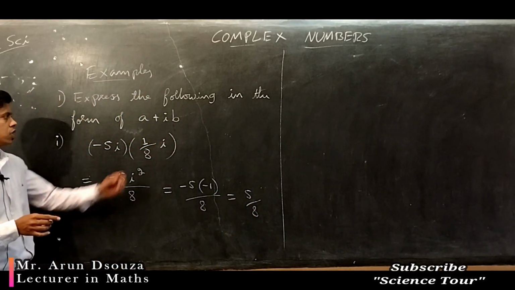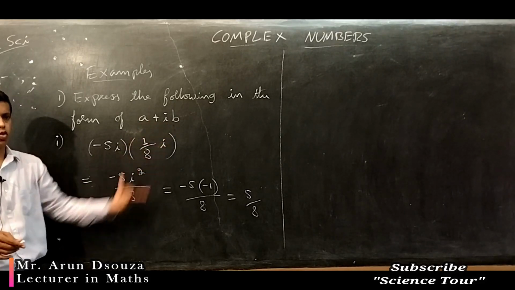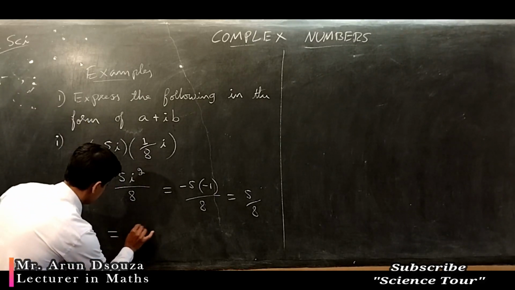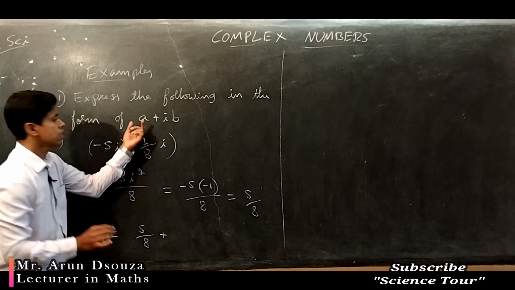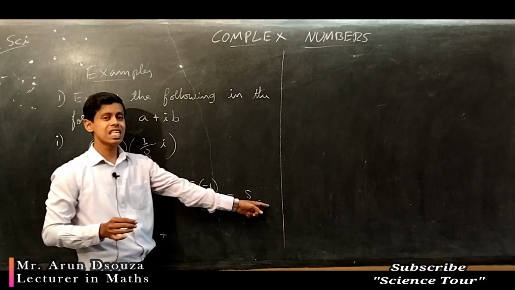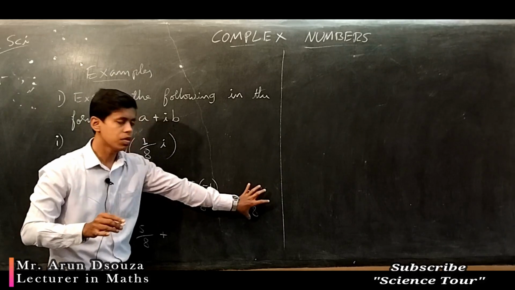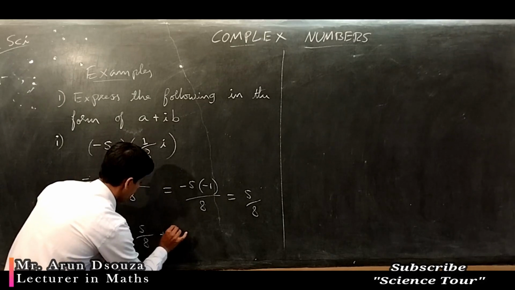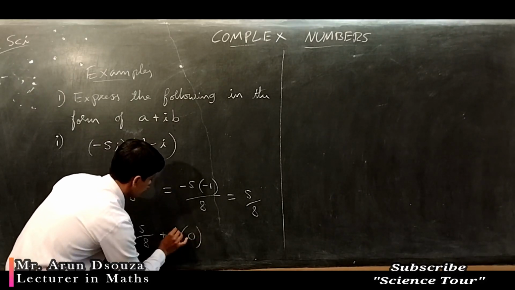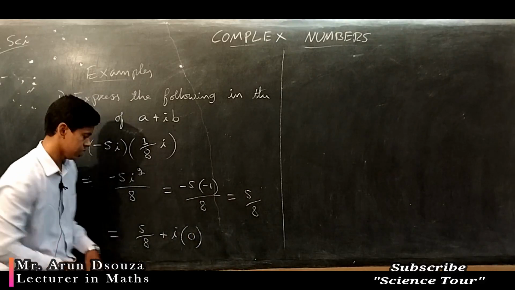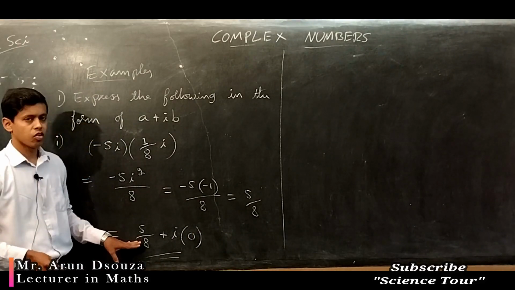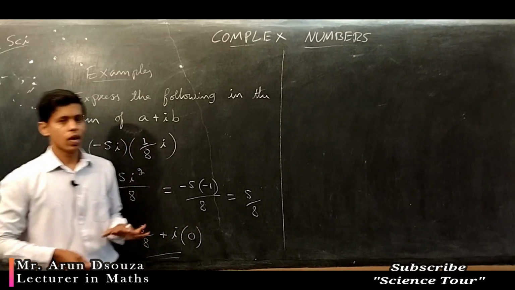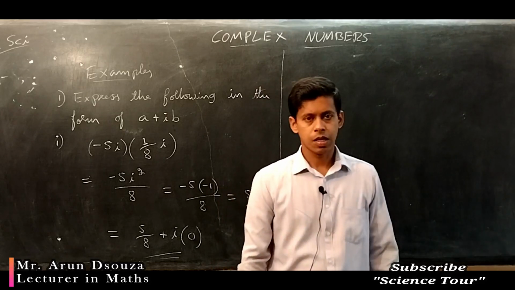Now don't stop at that, you have to write in this format. So follow that rule and finally write your answer in this way. 5 by 8 is the real part, correct? You don't see any i there, so the full number is a real number. So this is the real part of that complex number, and then i into 0. Because you don't have any imaginary part there, therefore this is in the form of a plus ib, where b is 0 and a is 5 by 8. So I hope this is clear to you.